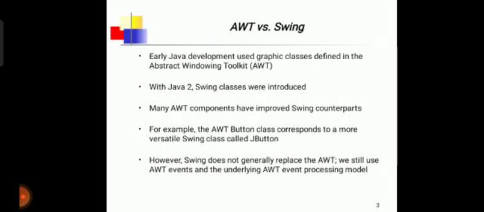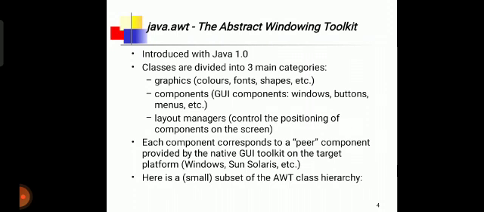For example, the AWT Button class corresponds to a more virtualized Swing class called JButton. However, Swing does not generally replace the AWT. We still use AWT events and the underlying AWT event processing model. So we have to use the corresponding Swing components in Java programming along with the AWT. The Abstract Window Toolkit was introduced in Java 1.0.